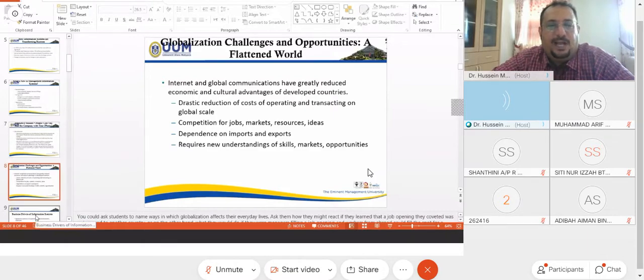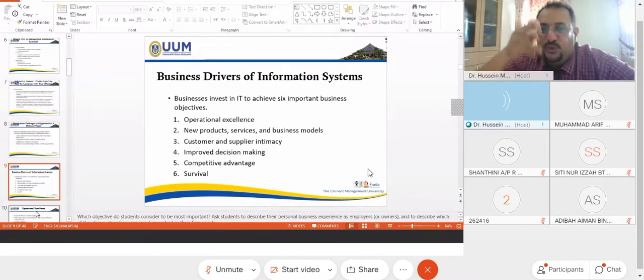Now, I would like to mention this most important thing. Do you know the six objectives? I don't think I mentioned to you last class these six main objectives or business drivers of information system. Why would companies like to invest in information system? Don't forget this. These are the very important six objectives for companies to follow. First one is operational excellence. Second one is new product, service, and business model. Companies would like to invest in information system to achieve these objectives.